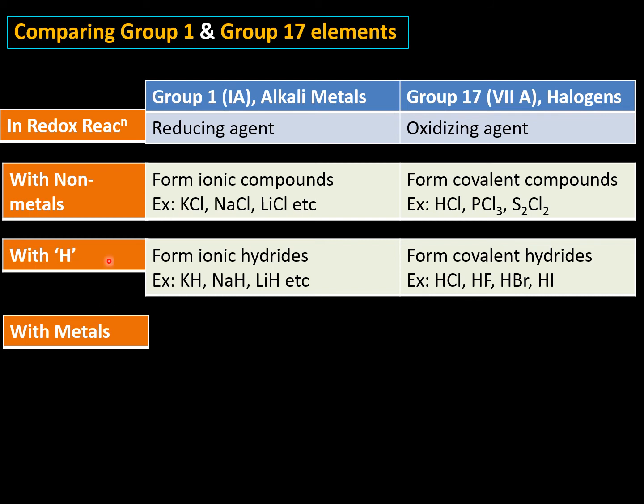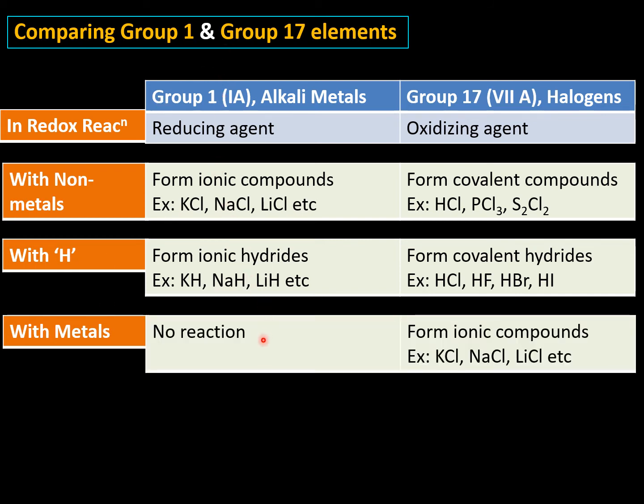With metals, group 1 elements have no reaction because both of them are metals. Group 17 elements form ionic compounds with metals. Example, potassium chloride, sodium chloride, lithium chloride, etc.